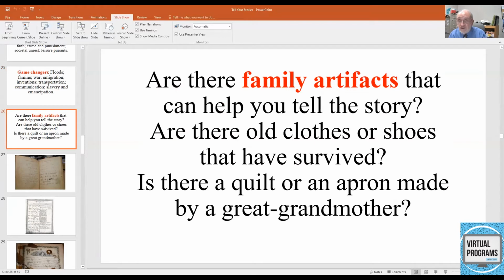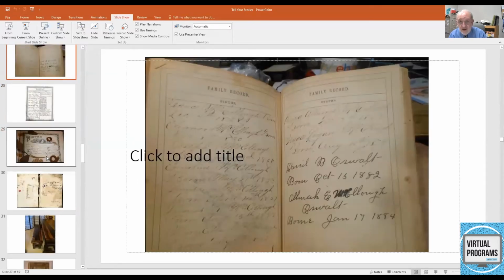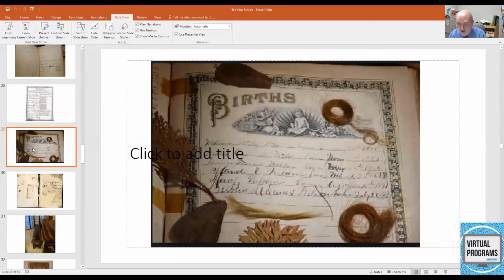Are there family artifacts that can help you tell the story? Are there old clothes or shoes that have survived? Is there a quilt or an apron made by a great-grandmother? Is there an old family Bible with names and dates of birth, marriage, and death? Who filled out the pages? How can you tell when somebody's handwriting changes? Who continued to add data? Are there pieces of old dresses or locks of hair or dried flowers from funeral bouquets tucked between the pages of a Bible?